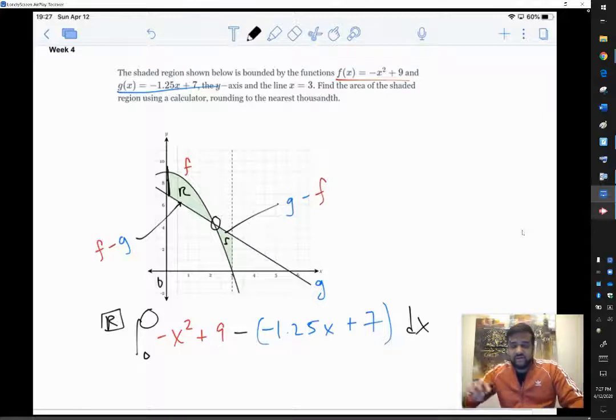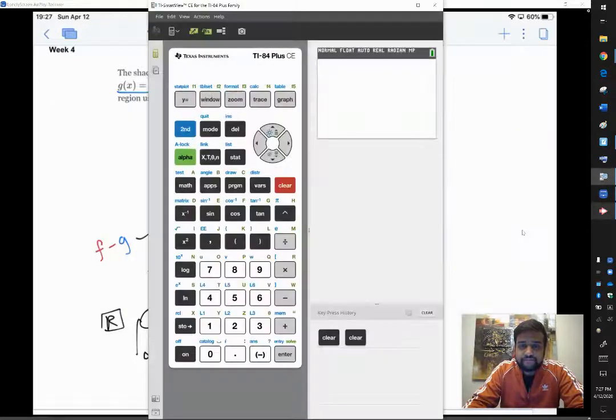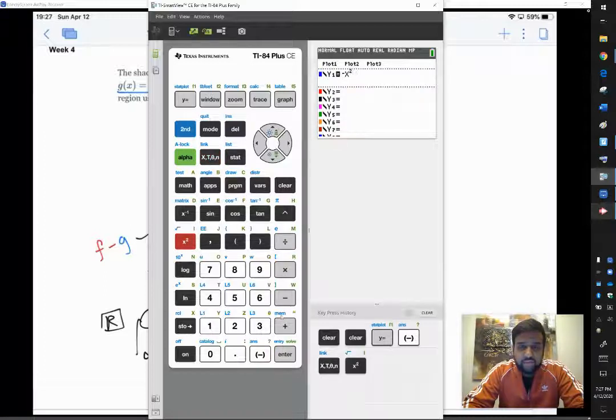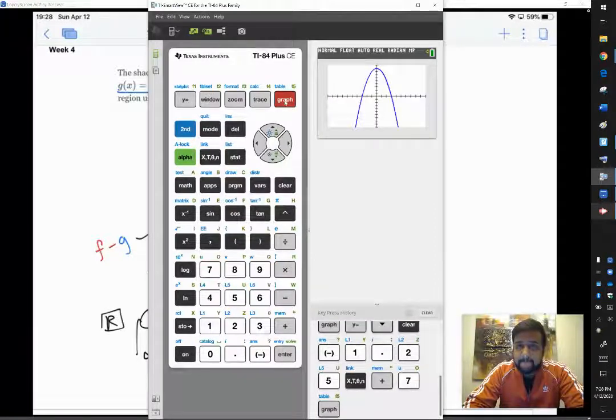This is where we're going to use a little bit of technology, namely the TI-84 calculator. So I'm going to pull up my TI-84 here. And in my y equals, I'm going to type in my two functions. So my first function is negative x squared plus 9. And my bottom function is this. I'm going to graph those. So what I'm looking for is this intersection point right here. I want to find where that crosses.